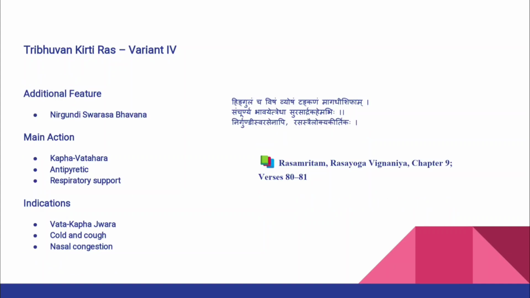Now we see here the fourth variant, and reference from Rasamrit Rasayog Vigyan chapter 9. Shlok: Hingulam cha Visham Vyosham Tankanam Magadhi Shikham Sanchurnya Bhavayet Tredha Surasa Adrak Hemabhihi Nirgundi Swarasenapi Rasa Trailokya Kirtikaha. Here the ingredients are hingul, Shuddha Visha, Shunthi, Marish, Pipali, Shuddha Tankan and Pipali Mool.